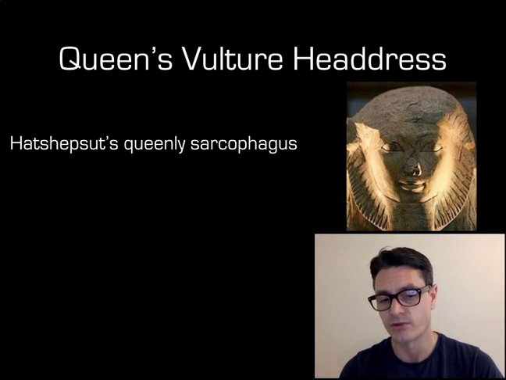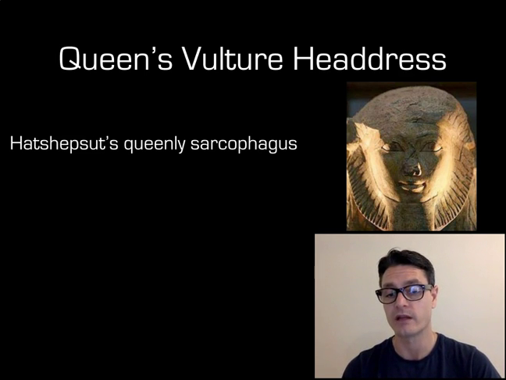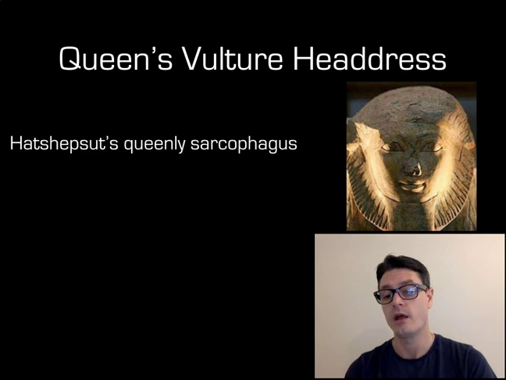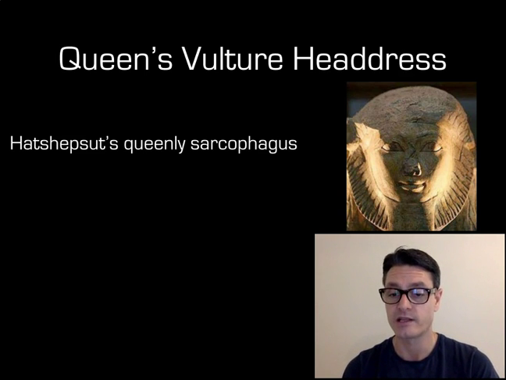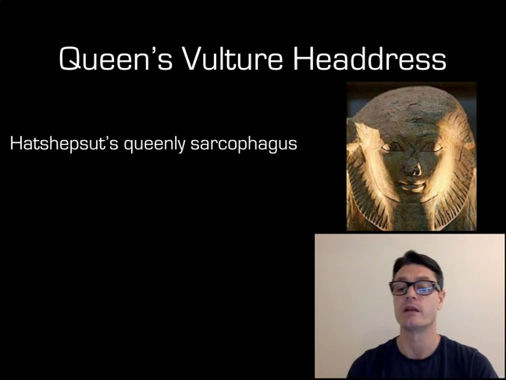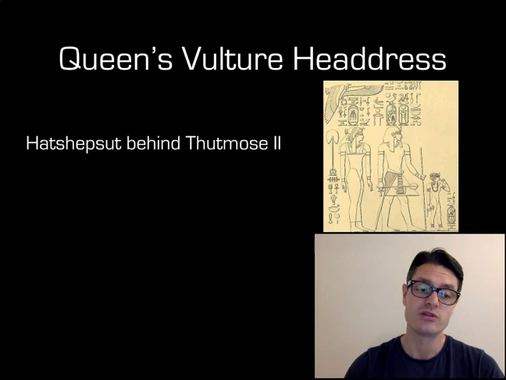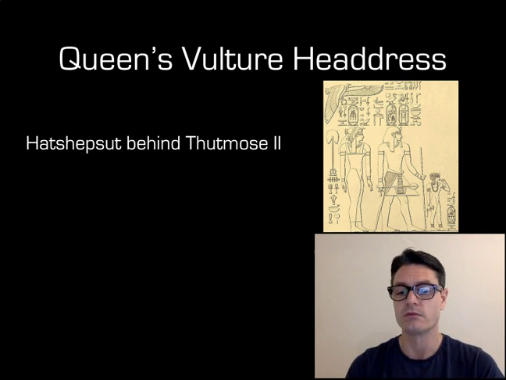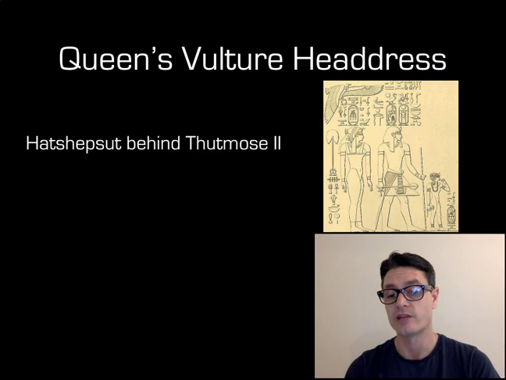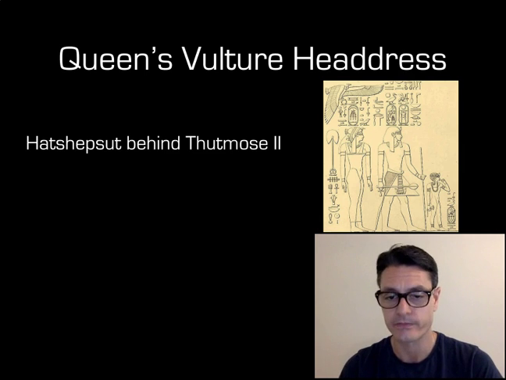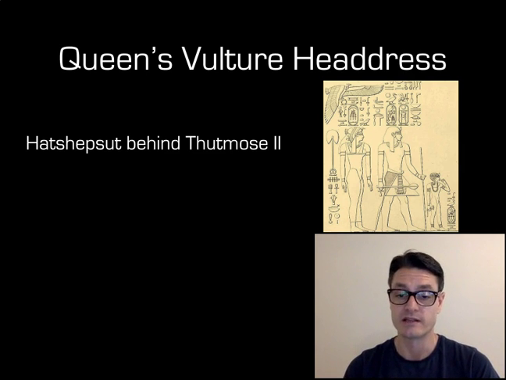And we have an image of Hatshepsut here wearing that queenly headdress, the vulture's headdress, in her sarcophagus. So this is a sarcophagus she made for herself, or had made for her, when she was a queen. So this indicates that Hatshepsut was fulfilling that expectation of being a queen by sticking to what a queen would be expected to wear. We have another image of Hatshepsut here in this line drawing as well, depicted behind her husband, the king, Thutmose II, which is in that subordinate position, which is the expectation at the time. And we can see in this image also that Hatshepsut is wearing that vulture headdress.